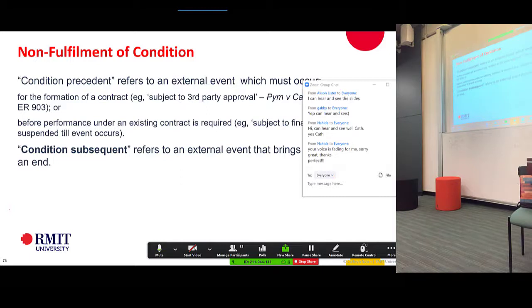Can you remind me of your name? Steph. Yeah. Does the condition subsequent affect the offer or the contract?